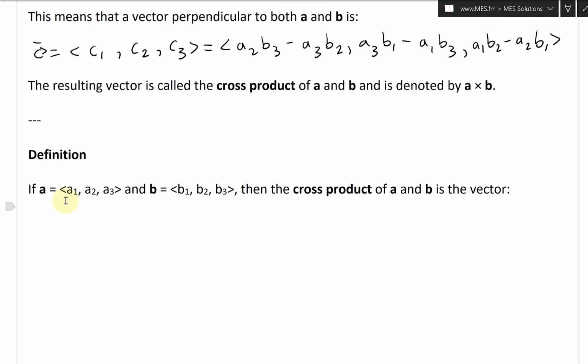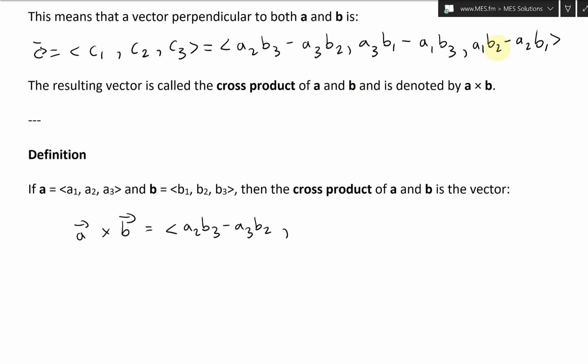And that brings us to this definition of the cross product. If A is a vector with the terms A1, A2, A3, and B has terms B1, B2, B3, then the cross product of A and B is the vector. Let's write this down: A vector cross B, which is the cross product of A and B, equals this whole term over there. So A2, B3 minus A3, B2.